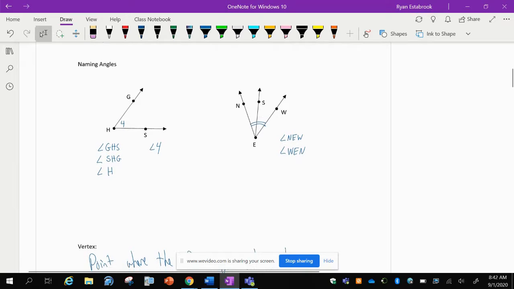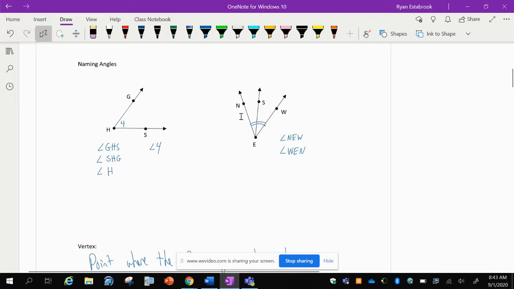The way that we name angles is significant. So in this problem, I have 4 different names for this one angle. I could call it angle GHS or angle SHG. I could not call it angle GSH because then it doesn't go in the correct order. I could use one letter. I can name this as angle H. Angle H is what's called the vertex. It's the point where the two rays come together, and angle H is specific enough. Or I could put a number in there. I could call this one angle 4.